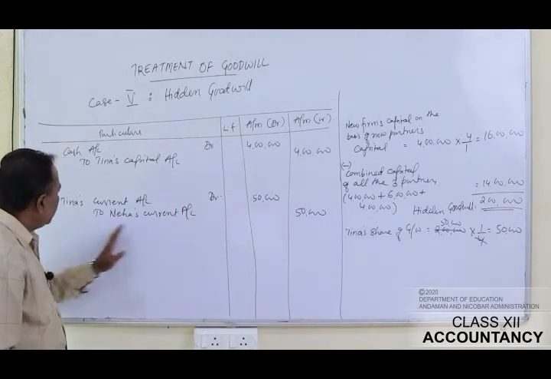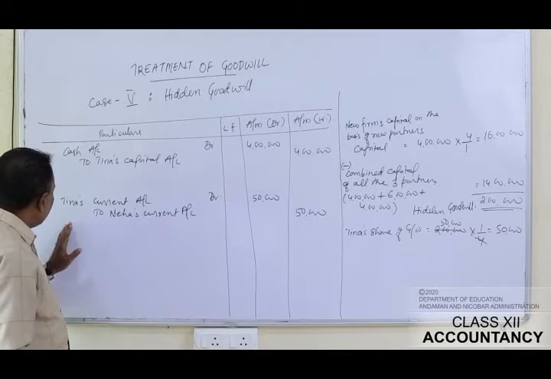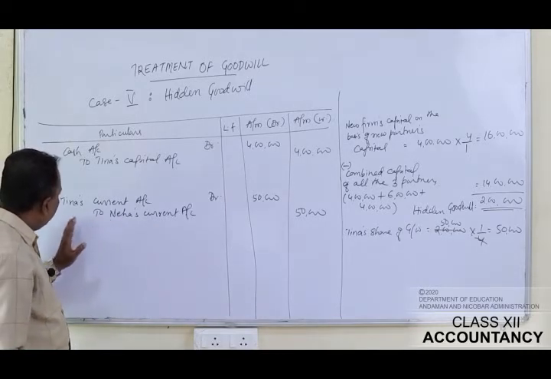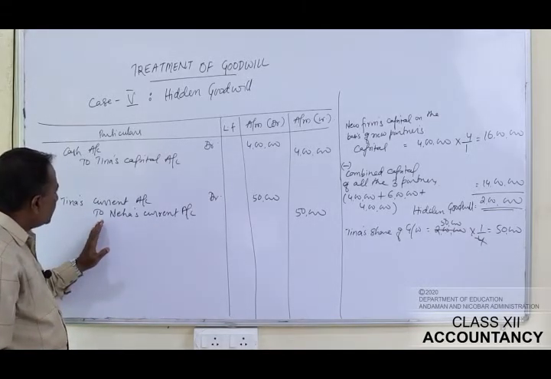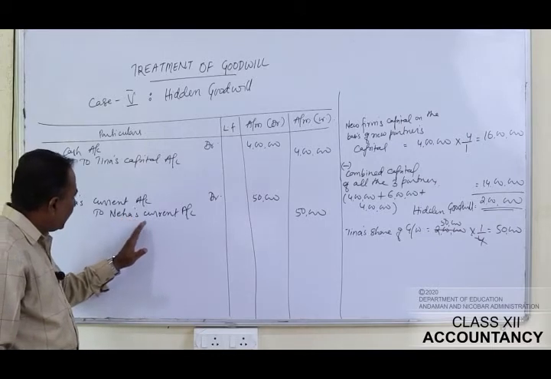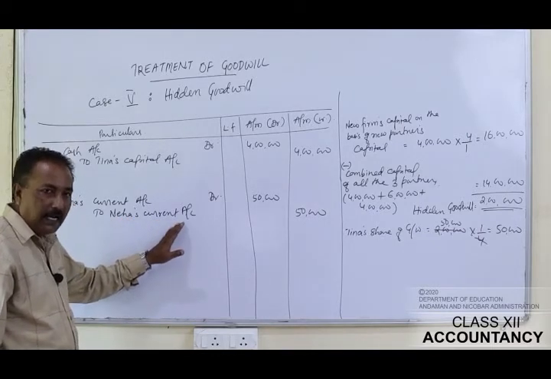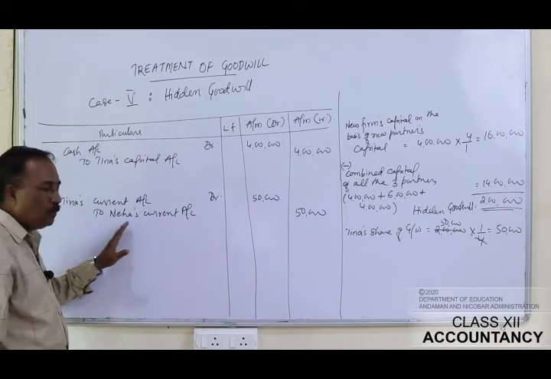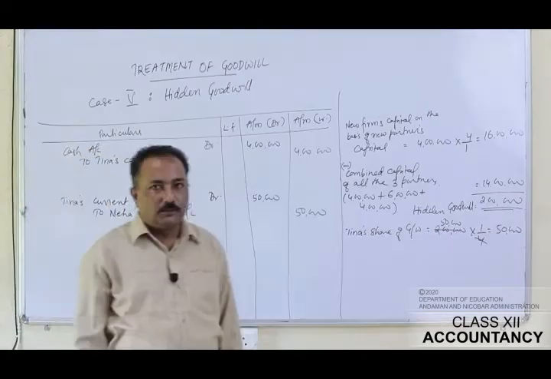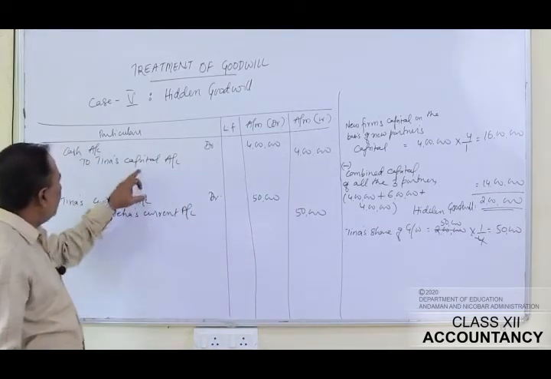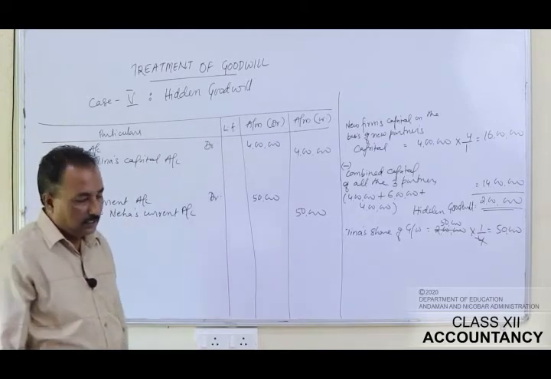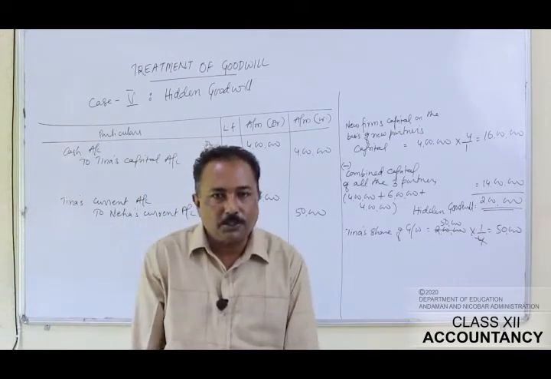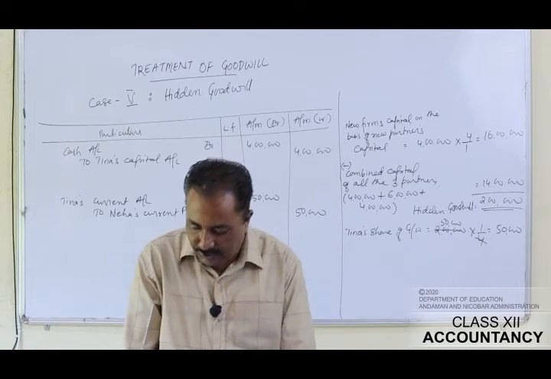Now, you have to write down the narration, and the narration will be: Tina's current account opened and the amount is transferred to Neha's current account. So, these are the 2 general entries that will be passed for this question. Now, let us pass on to the next topic, that is the revaluation account.